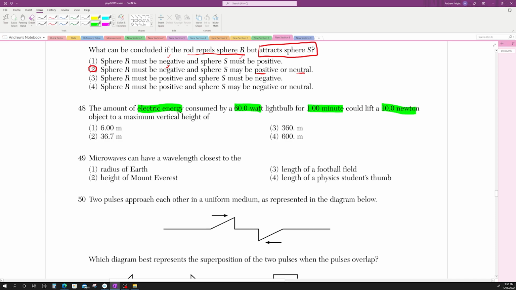Number 48, the amount of electrical energy consumed by a 60-watt light bulb for 1 minute is used to lift a 10 Newton object a maximum height of how much? So we're talking about electrical energy going into mechanical energy. So the electrical energy is going to equal the potential energy of this particular device. So first, we have to find the electrical energy.